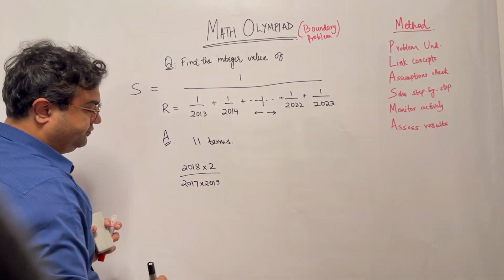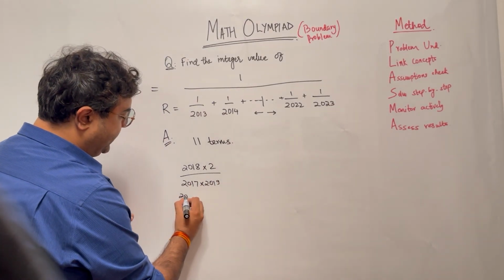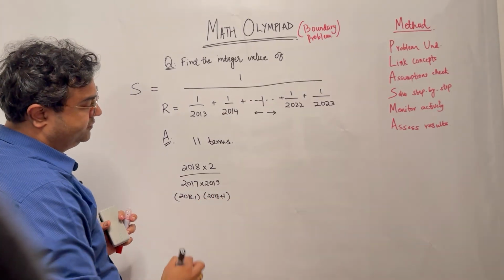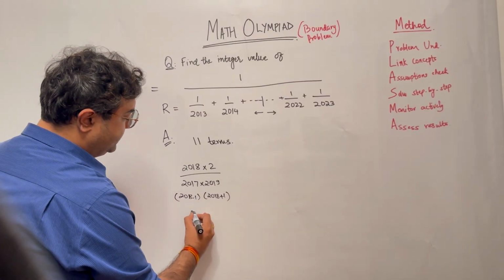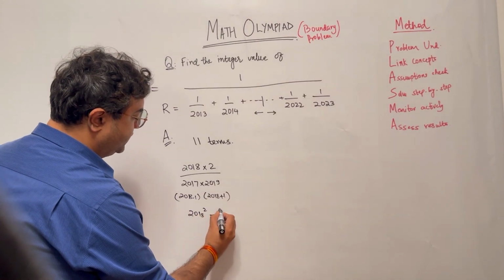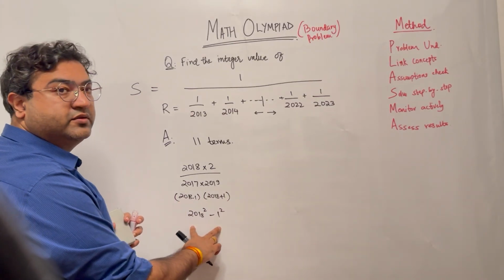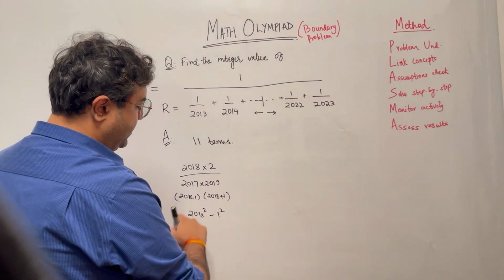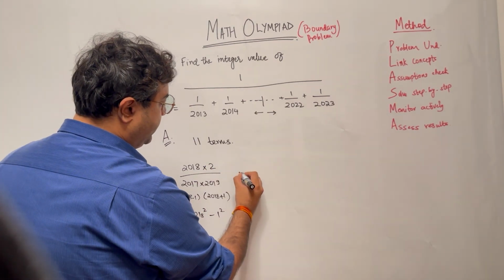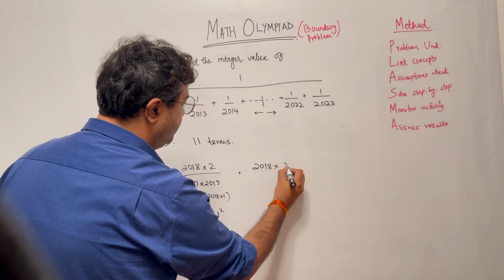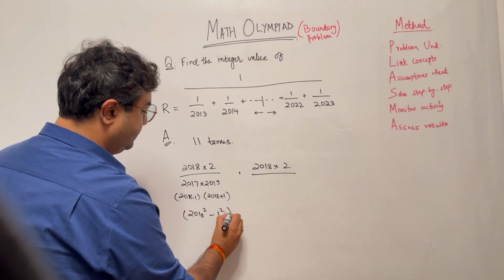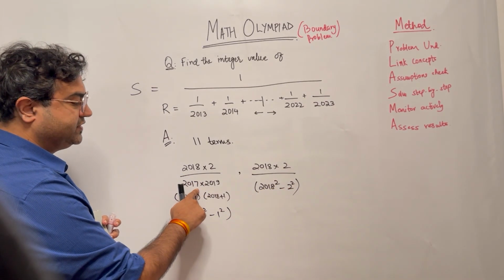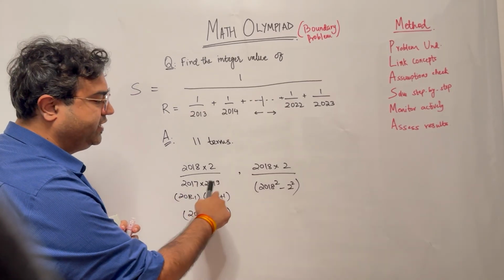What can we do here? This is actually 2018 minus 1 and this is 2018 plus 1. Okay. So essentially this is 2018 square minus 1 square. A minus b into a plus b is a square minus b square. Okay. So this becomes 2018 into 2 divided by 2018 square minus 1 square. Okay. So the next term will become 2018 into 2 divided by 2018 square minus 2 square, because the 2016 and 2020 will become 2018 minus 2 and 2018 plus 2.